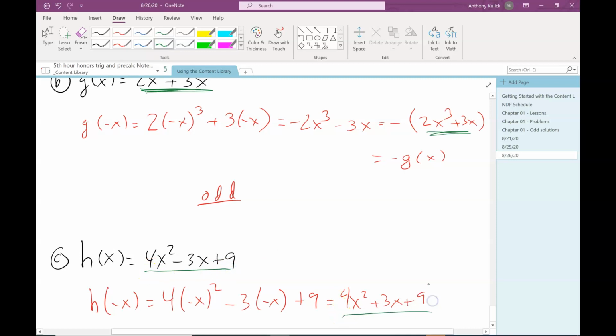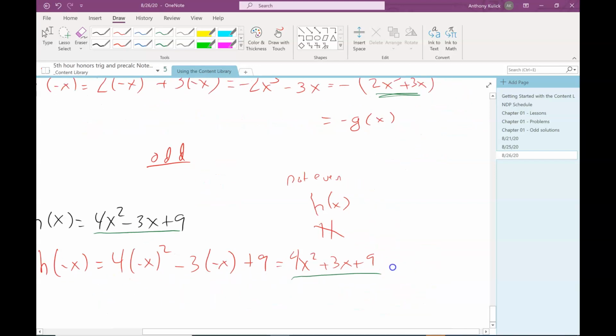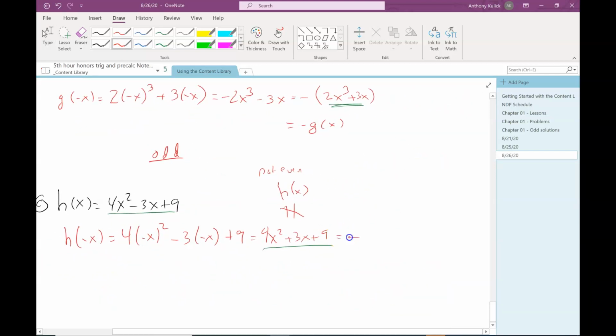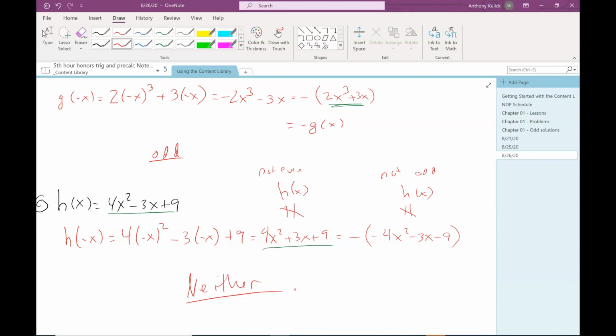I notice here that this is not the same as h of x. Everybody agree with that? So I know it's not even. Okay, well, what happens if I try to factor off a negative? Maybe it's equal to negative h of x. Well, this part in here is not h of x either, so it's not odd. So what do I conclude then? That it's neither. Is everybody okay with the reasoning on that? Yes.